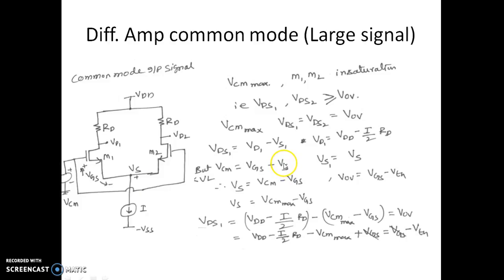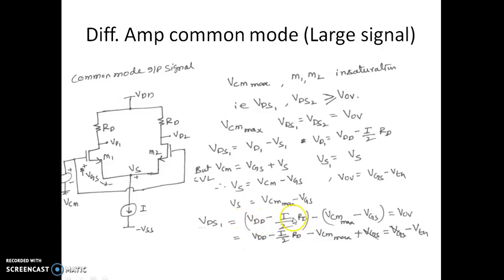So that we can get the expression for Vs, because I need to know what Vs is in order to find VDS of M1. So Vs can be written as VCM minus VGS. So that's what I'm writing here. So VCM will be equal to VCM max, minus VGS. So VS1 is nothing but Vs, and VOV can be written as VGS minus VTH. So what we'll do now is, this VDS1 is nothing but VD1. VD1 is actually given by VD minus I by 2 into RD. So that's what is written.